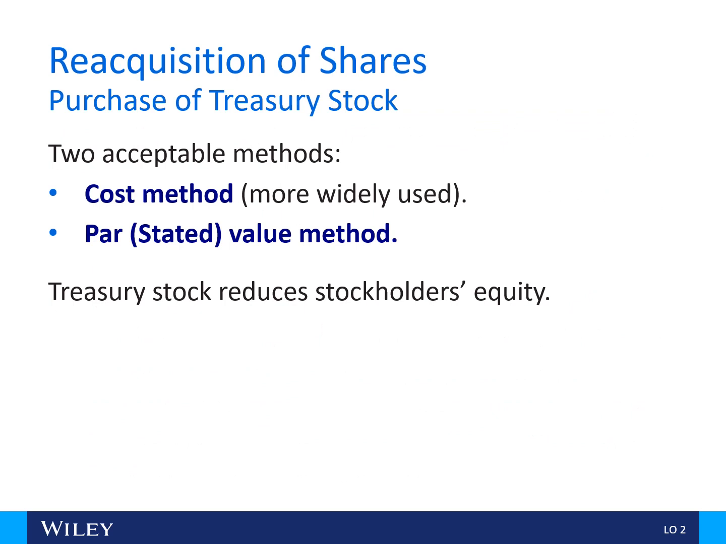Okay, and then they talk here about the two acceptable methods that basically are used to reacquire a company's stock. Okay, so purchase treasury stock. And the one that is, it says here, more widely used, which is the cost method, is by far the one that is more widely used. As a matter of fact, for the most part, the par value method is rarely used and rarely even taught by most publishers.